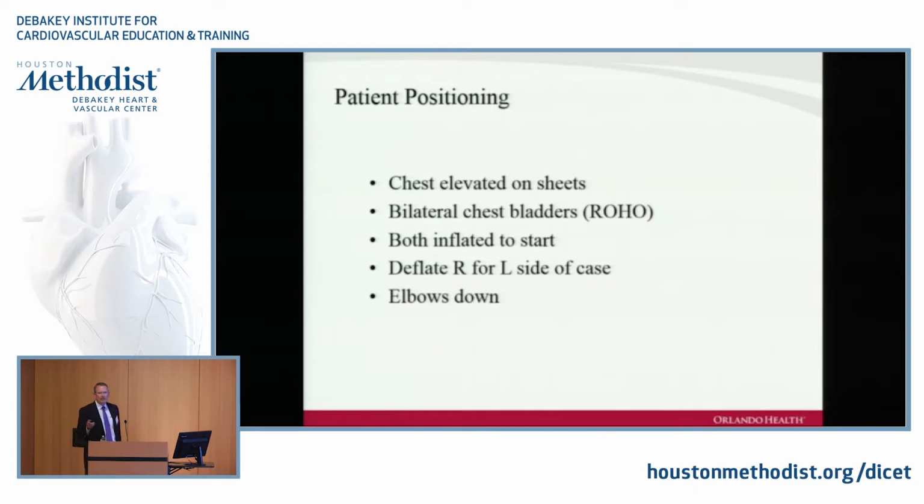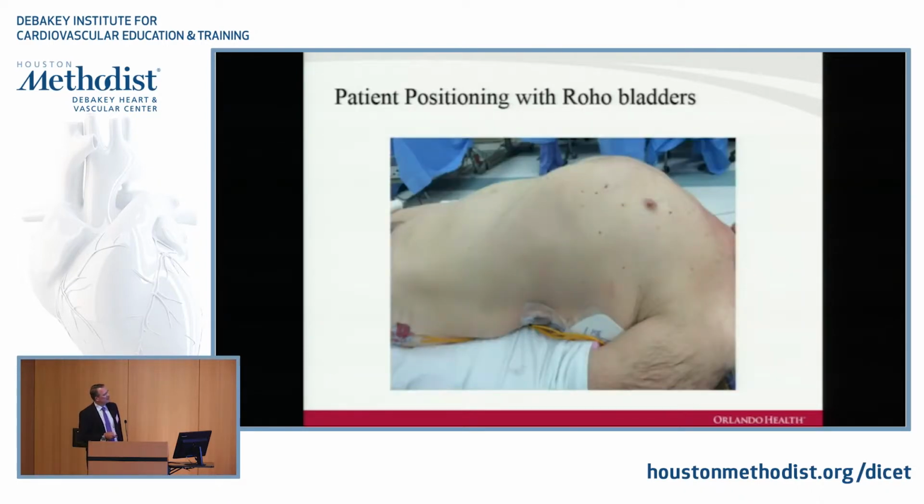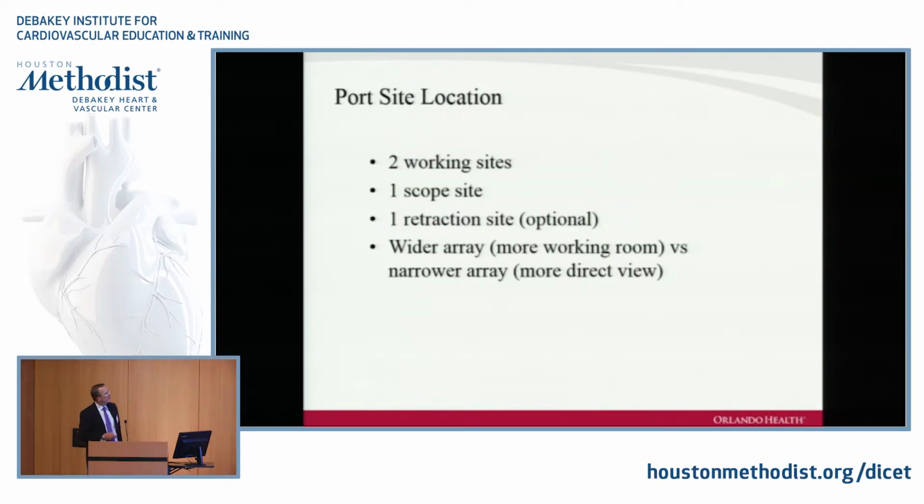Positioning patients is a little bit like what we talked about yesterday with the thoracotomy. You can elevate the chest either on sheets or with an inflatable bladder. I use the inflatable bladder because we started doing this as a same-day procedure. We can inflate the chest, as you'll see in a picture in just a minute. When we're done, we deflate them, and our EP colleagues are ready to roll with their procedure. So this is what the patient looks like either up on blankets or, in our patients, with these ROHO bladders, to allow us access to the side of the chest for port access.